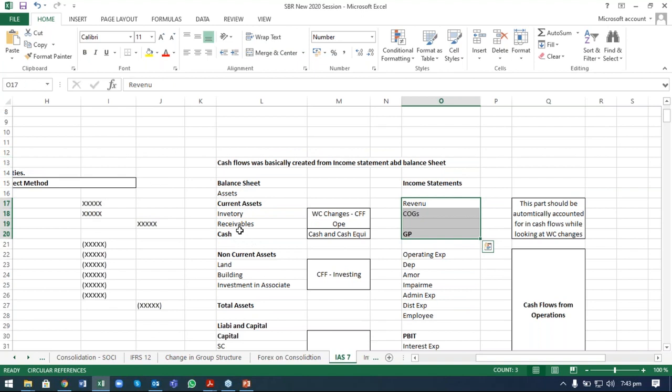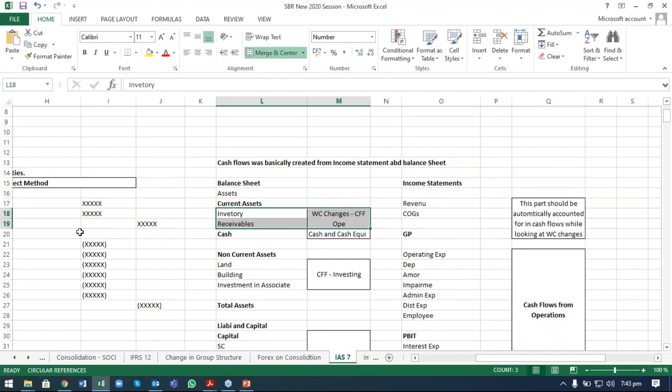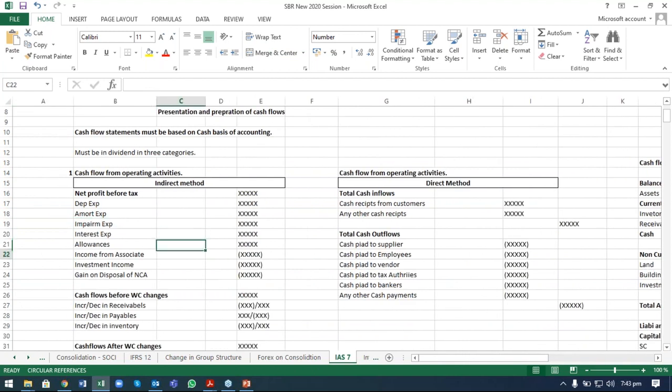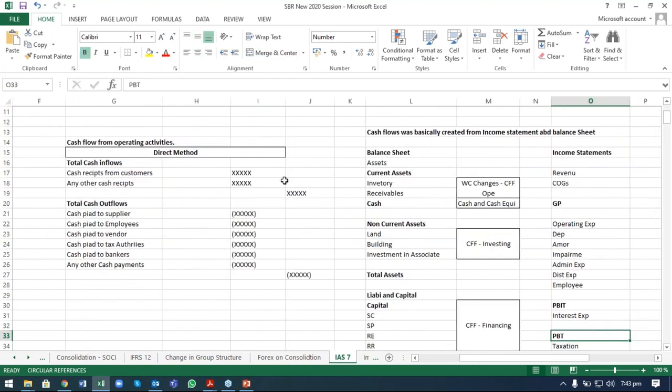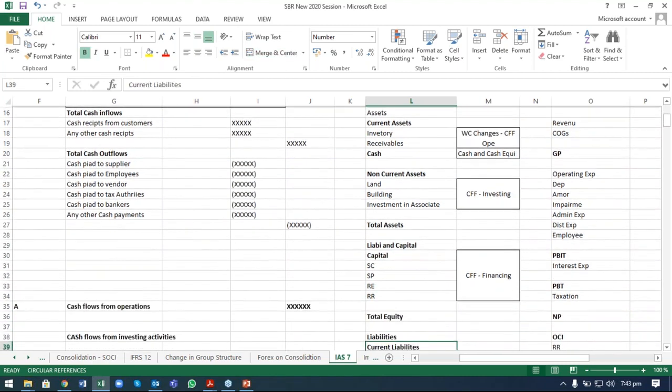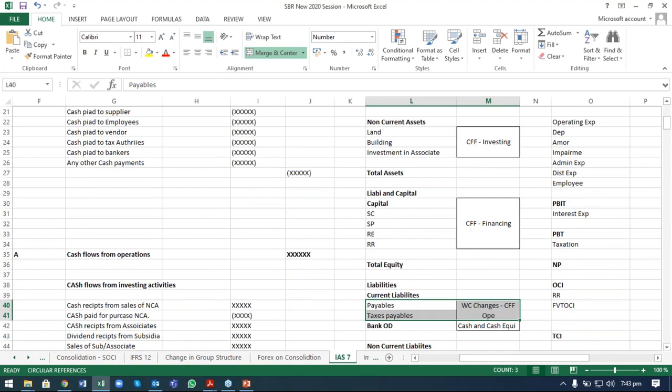Once you look into the working capital section, that is the current assets and the current liabilities, these changes should be made to the operating activities. You can see here, the cash flows before working capital changes, increase or decrease in receivables, payables, and inventory. You have made this adjustment over here, right? And then you will make further adjustments for interest paid and tax paid. You can see here, I have made the adjustments, right? Then I look into current liabilities, and those would also be adjusted in working capital changes, giving cash flows from operations. I have used abbreviations so that it does not take a lot of space and we can easily understand.